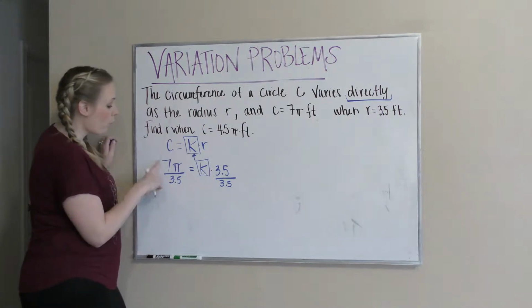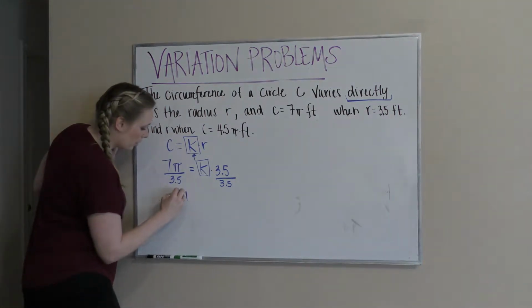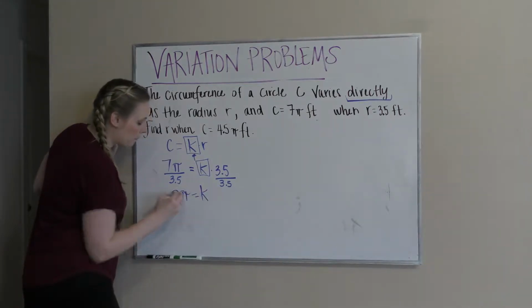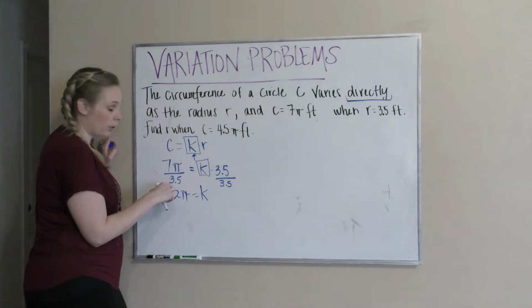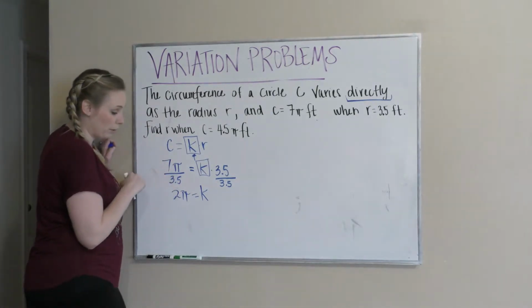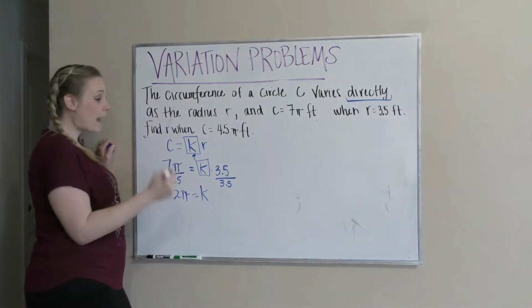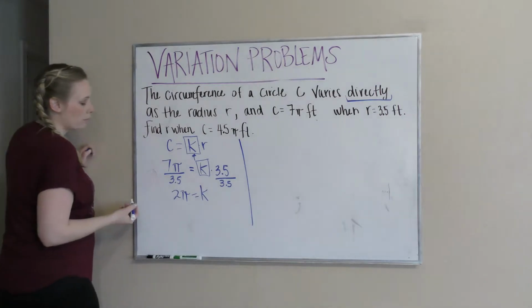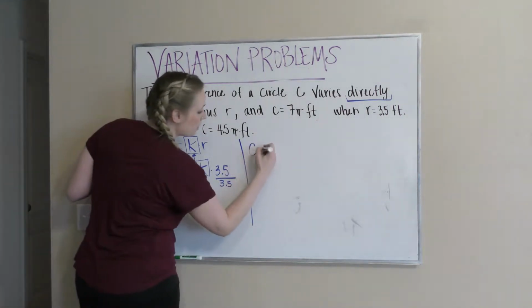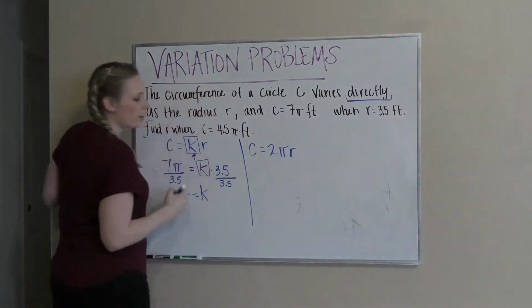And so what we have here is 2 pi equals k. The pi stays there because I didn't divide the pi out at the beginning. I just divided 7 and 3.5, so the pi stays there. So k is 2 pi, which means now I'm ready to write an equation that works every single time. So our equation is going to be c, circumference, equals 2 pi r.